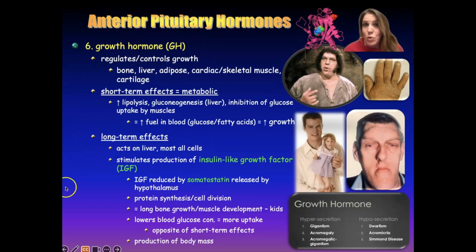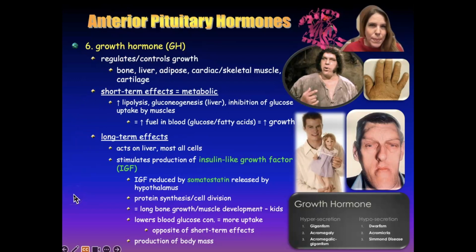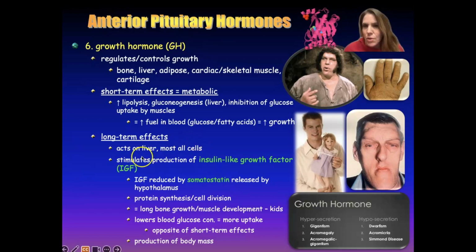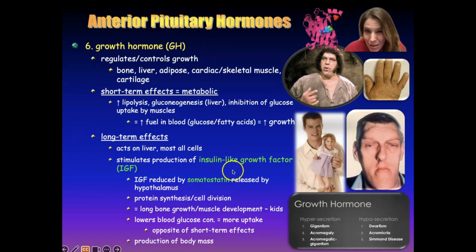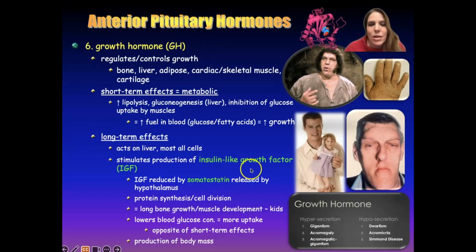Now, long-term effects of growth hormone can actually almost have the opposite effects in a sense. Long-term effects are also going to happen in most of the cells of the body, particularly the liver. And in the long term, this growth hormone is going to stimulate the production of another hormone or another protein called insulin-like growth factor, or IGF. And as we'll talk about soon, insulin as a hormone is involved in maintenance of blood glucose levels. But this is not insulin, but it acts kind of like insulin. And so hence it's called insulin-like growth factor.